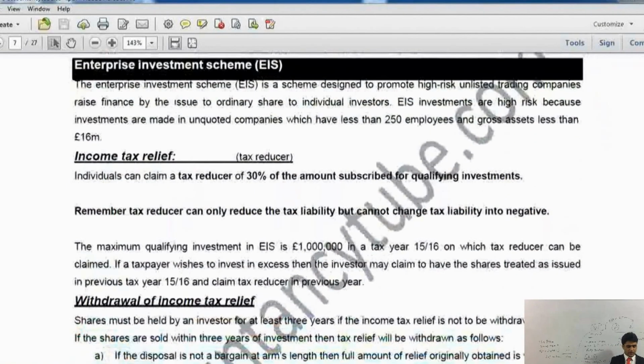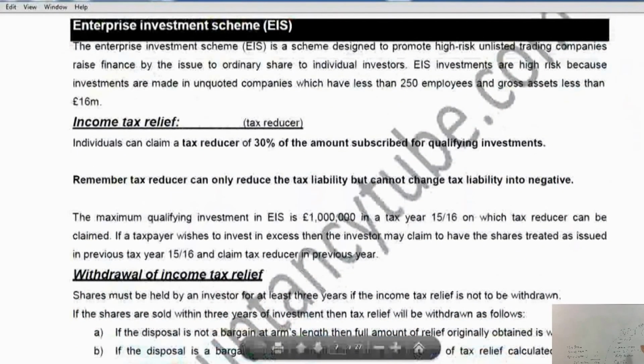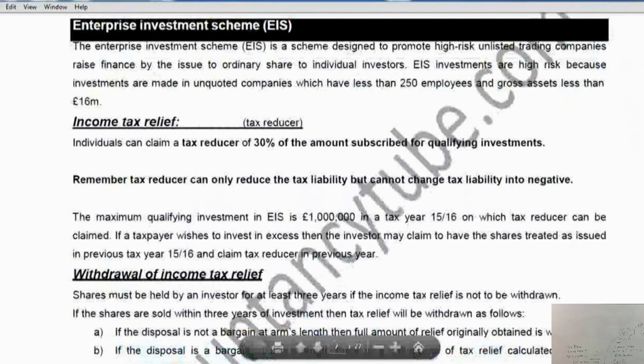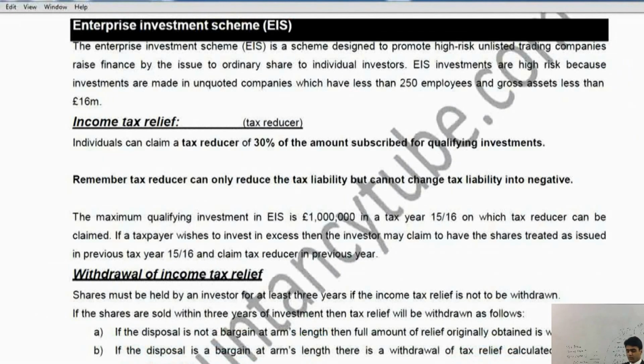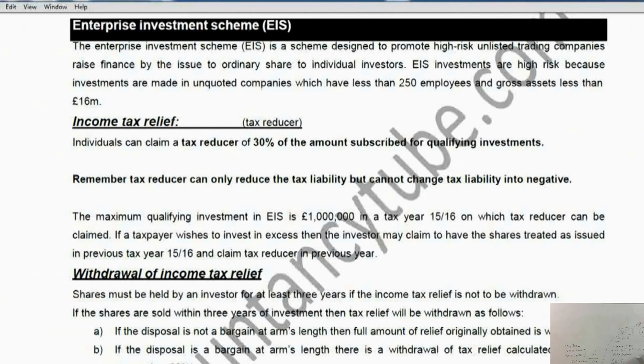That is Enterprise Investment Scheme. Now EIS, this one it is, Enterprise Investment Scheme. I'm reading it from the notes. The Enterprise Investment Scheme is a scheme designed to promote high-risk unlisted trading companies. As I said, it is unlisted trading companies raise finance by issue of ordinary shares to individual investors.